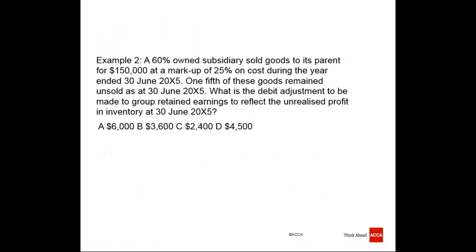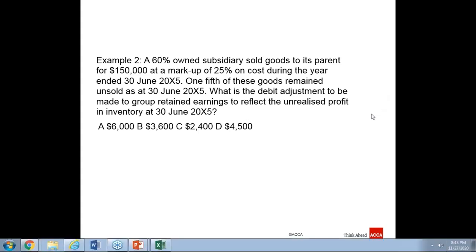The next point here is a question for you guys for the unrealized profit. What is the debit adjustment to be made to the group's retained earnings to reflect the unrealized profit in the 30th June 2005? I am actually giving you the question which, according to the examiner, is the most challenging from the student side. So these are the most important exam questions in which mostly the students will not be able to answer it correctly. So that's why I'm giving it to you to do this sort of practice.